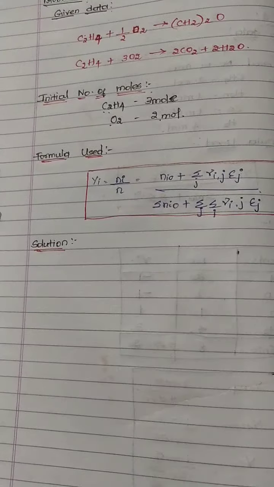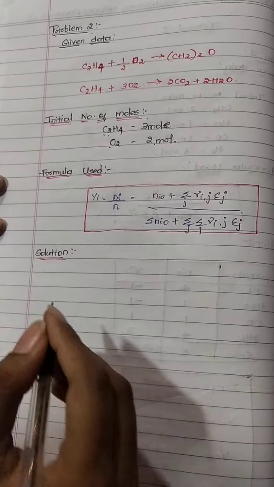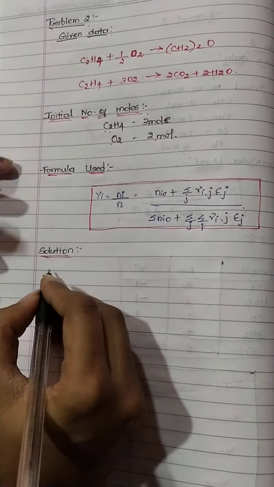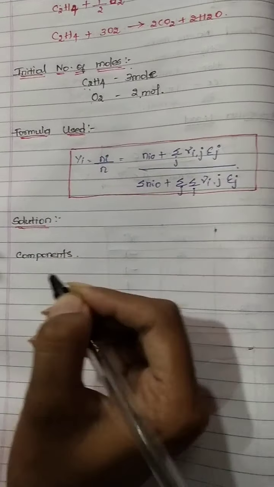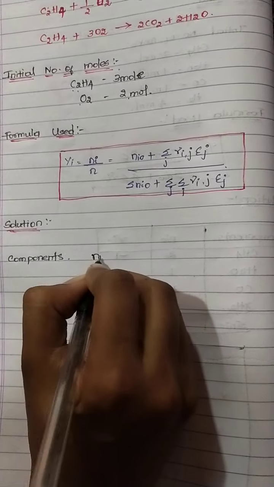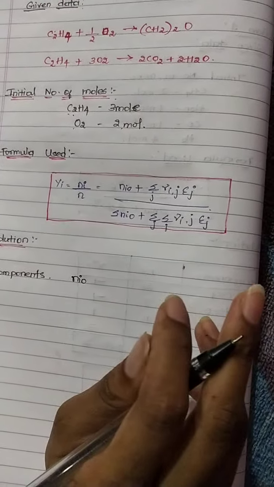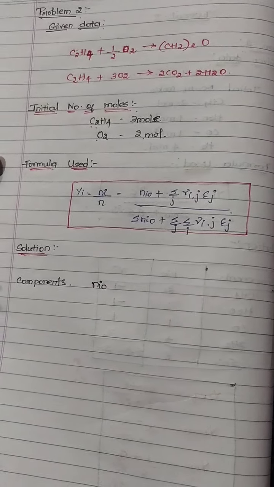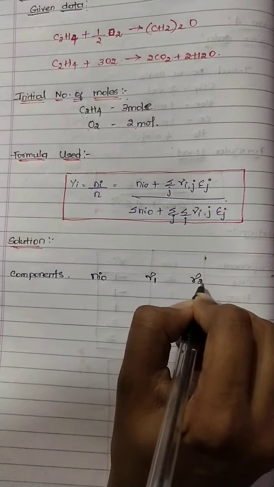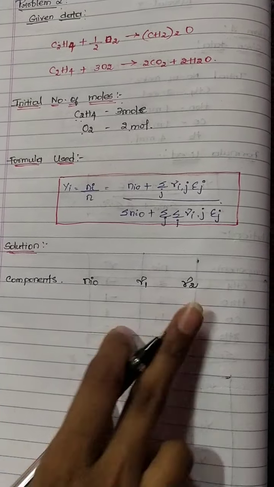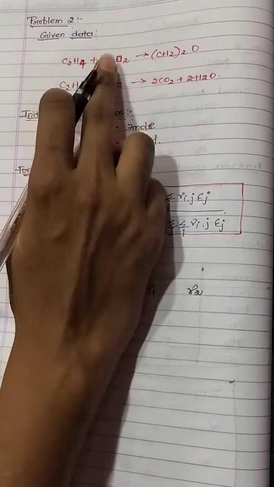Now the solution. We need to draw the same table, but with a few variations. We start with components, similarly here also components. Next is Ni0, which is also the same, but nu I will be different. There we had only one nu I; here it will be nu 1 and nu 2. That is the difference. Now in these equations, write the components.